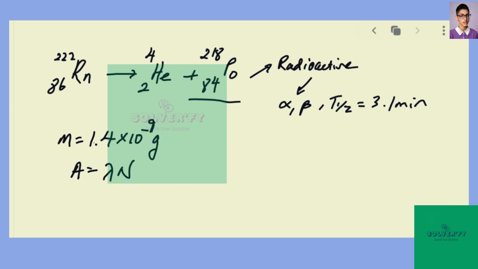For the decay constant, we take ln 2 divided by the half-life, where the half-life of radon gas is given to be 3.8235 days. We convert that into seconds, multiplying by 86400 seconds per day.